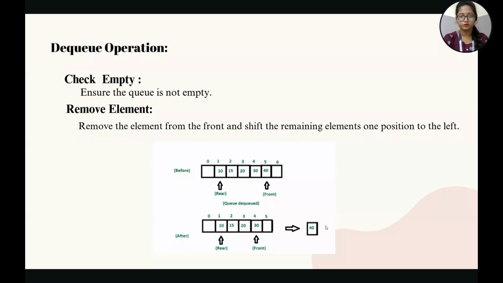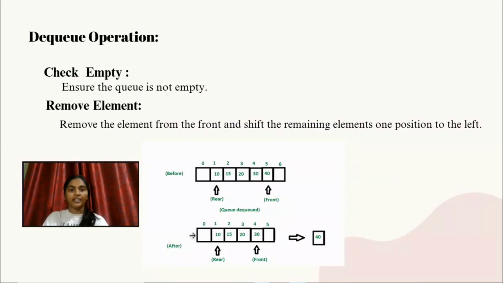Thank you. The operation is DQ. What is DQ? A DQ is a linear data structure that allows insertion and deletion of elements from both the ends. There are two types: input restricted DQ and output restricted DQ. Input restricted DQ: insertion is allowed only at one end while deletion is allowed at both the ends. Output restricted DQ: deletion is allowed at one end while insertion is allowed at both the ends.